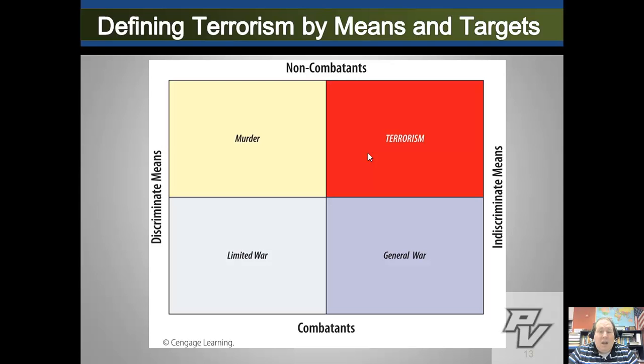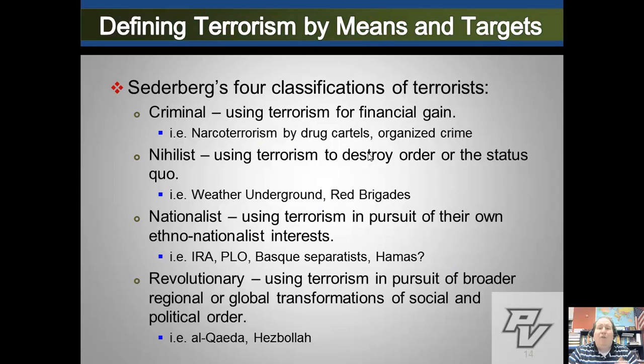The idea, though, is that most terrorists are typically attempting to cause or inspire fear for their own political gain. Now, a gentleman by the name of Sederberg has four classifications of terrorists, four different types of terrorists, if you will. The first is criminal terrorism. Criminal terrorism is terrorism strictly for financial gain. We see this when we talk about narco-terrorism, the use of drug cartels trying to terrorize people in order to continue to build their own financial empires. Organized crime is another great example of criminal terrorism. The focus is attempting to gain financially.